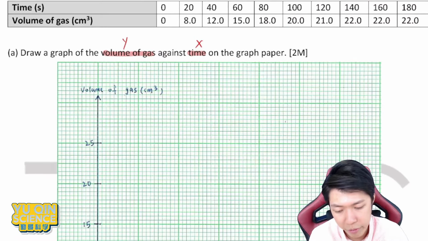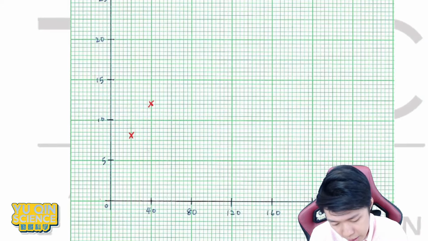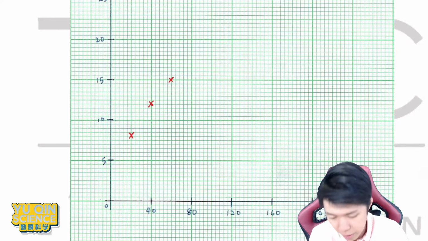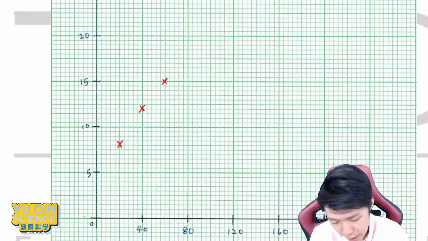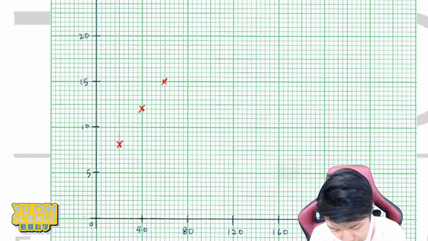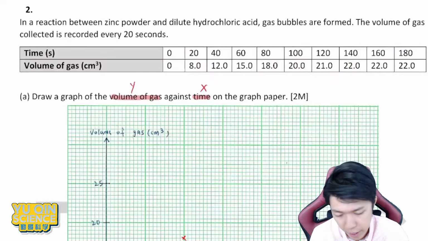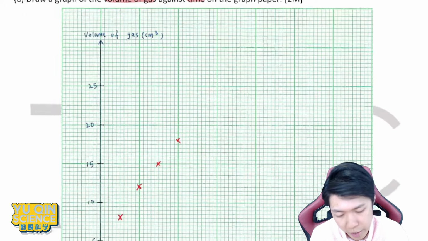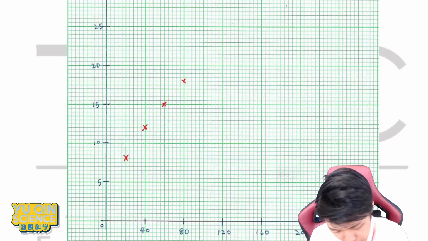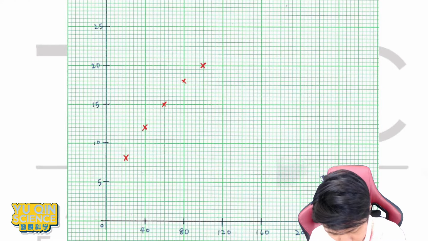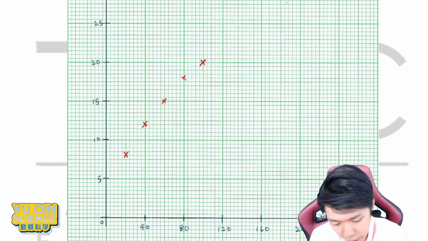Next one, we have 60, 15. Next we have 80, 18. Right, and then we have 100, 20. Next we have 120, 21.